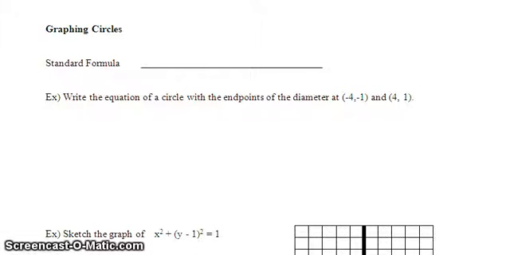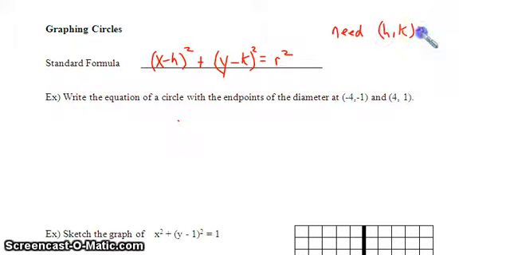So first thing we need to know is what is the standard form of an equation for a circle. So let me write that down here. (x - h)² + (y - k)² = r². And whenever you are writing the equation for a circle, there's really two things that you need. You need to know the hk value, and the hk stands for the center. And you need to know the r value, and the r value stands for the radius.